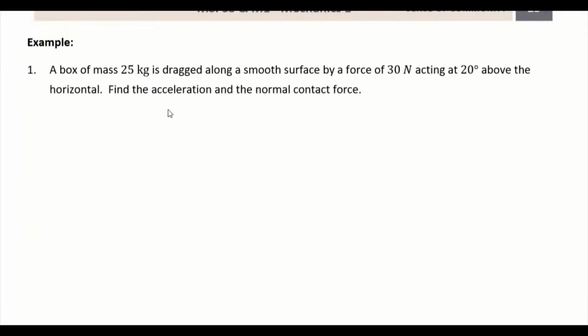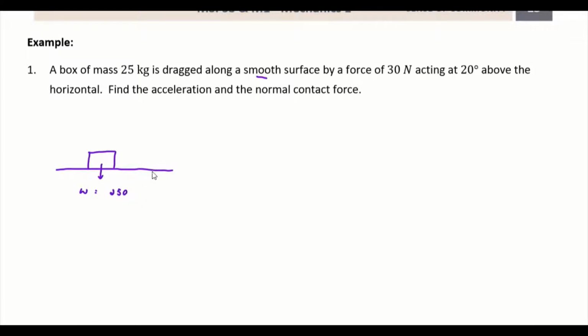This is a simple one as a warm up. Example one: a box of mass 25 kg is dragged along a smooth surface. The word smooth surface here means there's no friction involved. It's dragged along a horizontal smooth surface. The box has a mass of 25 kg, which means the weight will be 250 N.